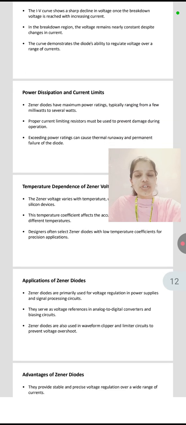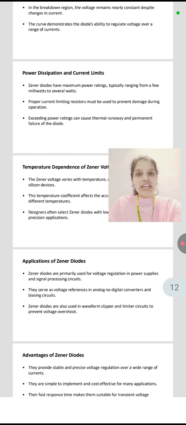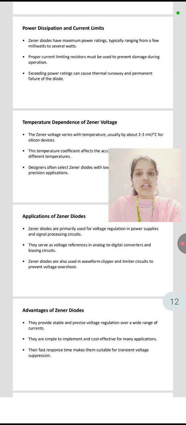Power dissipation and current limits of Zener diode. Zener diodes have maximum power ratings typically ranging from a few milliwatts to several watts. Proper current limiting resistors must be used to prevent damage during operation. Exceeding the power rating can cause thermal runaway and permanent failure of the diode.